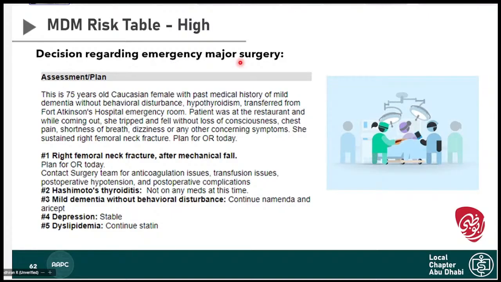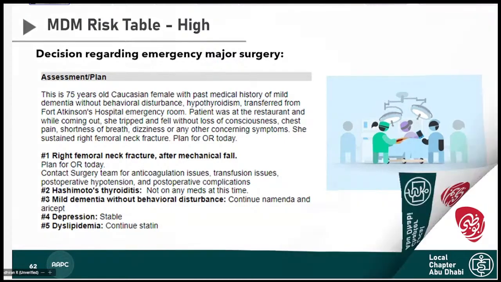One more easy example: whenever we consider emergency major surgery, whenever we are utilizing the 57 modifier, decision regarding major surgery. So if you are utilizing the 57 modifier in the E/M, then we can consider it should be the emergency major surgery category. So we'll move on to next.